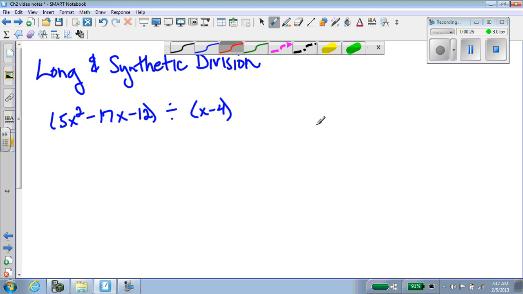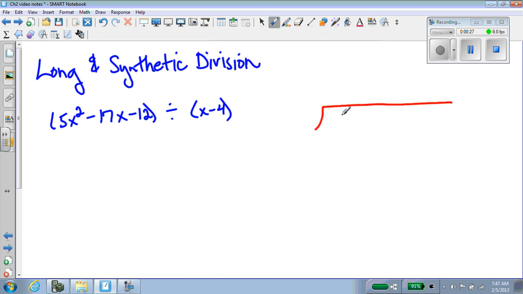Long division: 5x squared minus 17x minus 12, right? Divided by x minus 4. And you may or may not recall that we start out by saying, what do I have to multiply x by to get 5x squared? I'd have to multiply it by 5x.